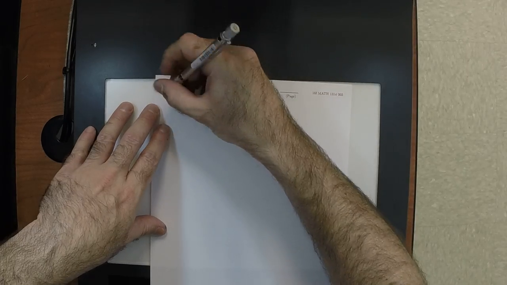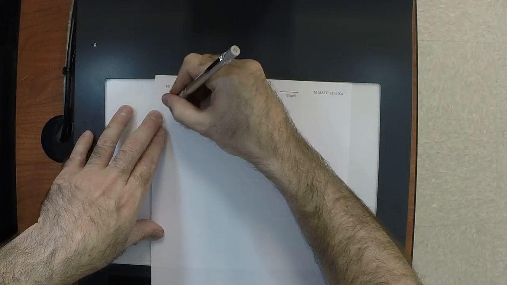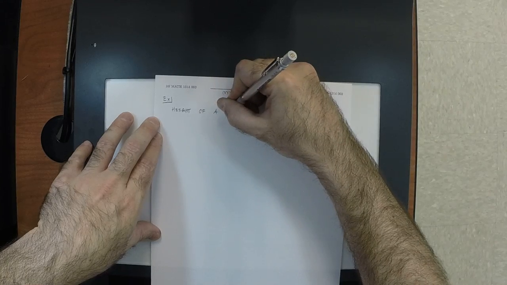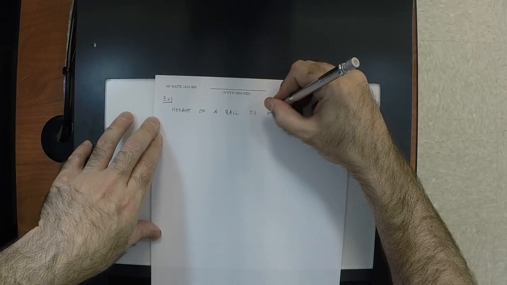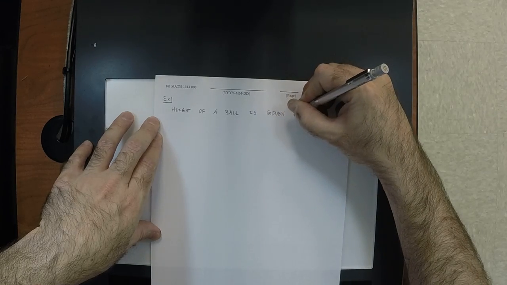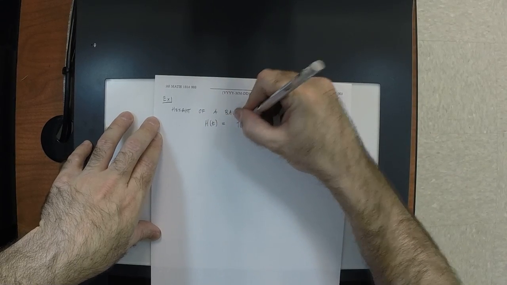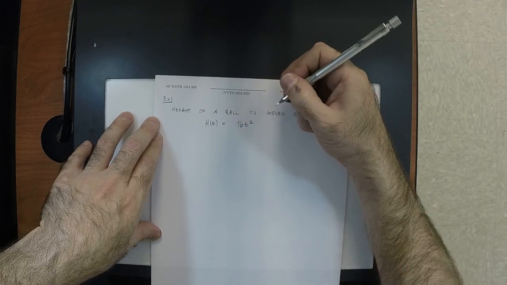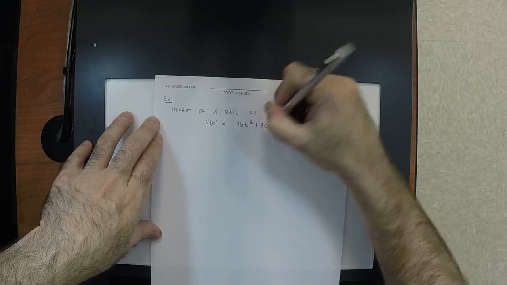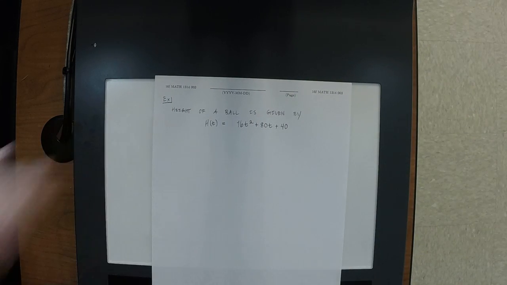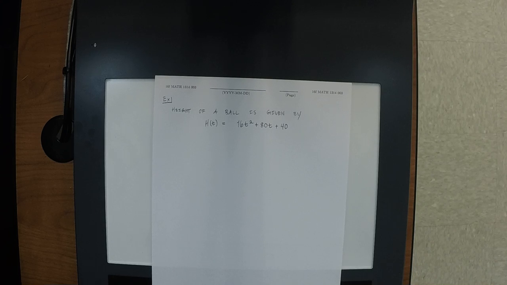Okay. So here we go. Suppose that the height of a ball is given by h of t is 16 t squared plus 80 t plus 40. Okay. So before we proceed any further, I want to ask, does this pass the reasonableness test? Probably not, because otherwise why would I be asking that question?